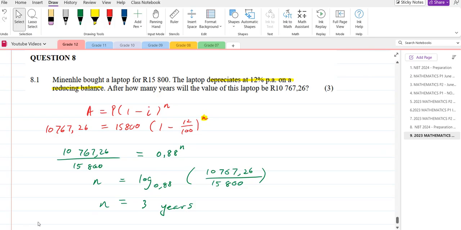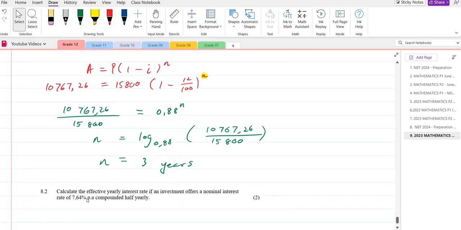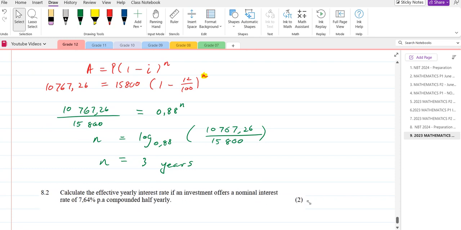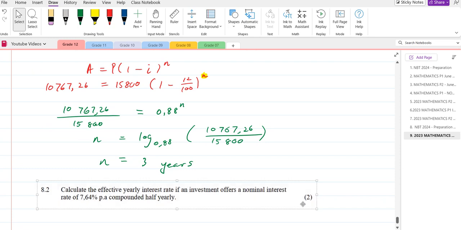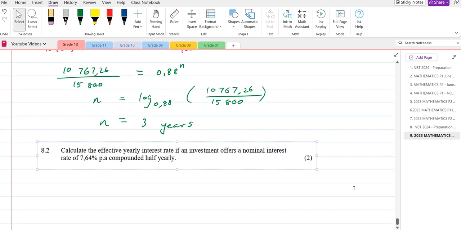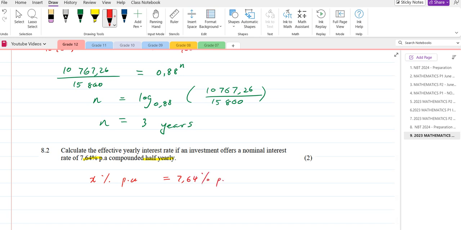Calculate the value, right? Calculate the effective yearly interest rate if an investment offers a nominal interest rate of 7.64% per annum compounded half yearly. Now I like to do this problem like this. So remember, we want to calculate the effective rate. So you're going to write x% per annum is equal to 7.64% per annum compounded half yearly.